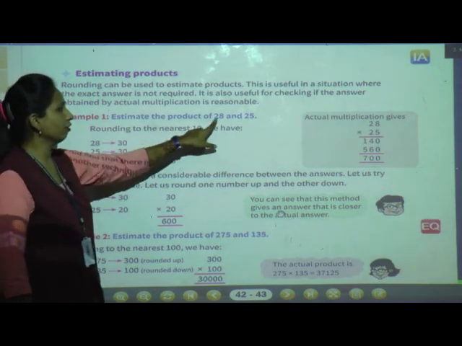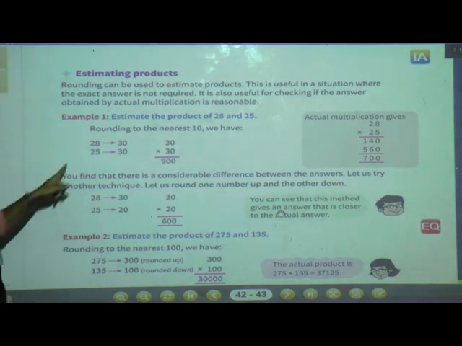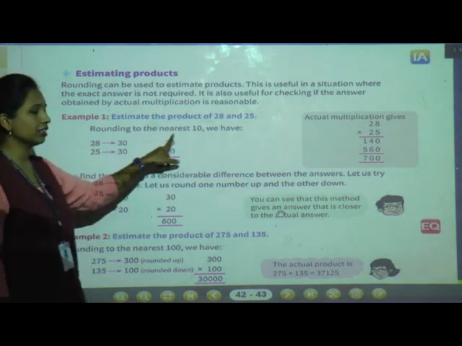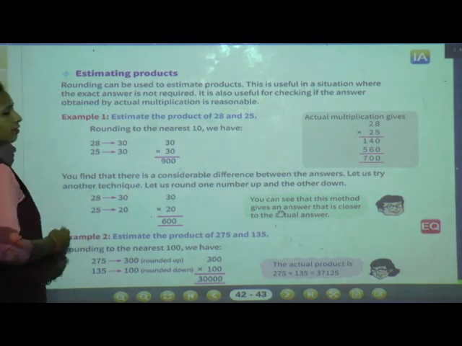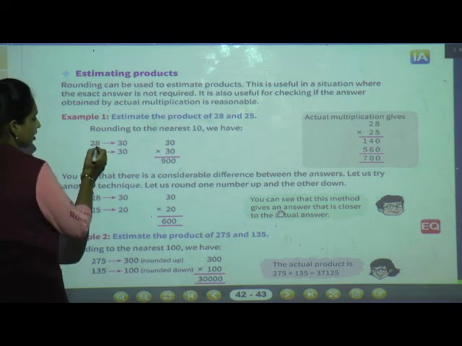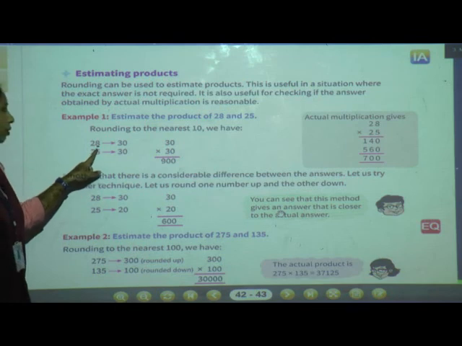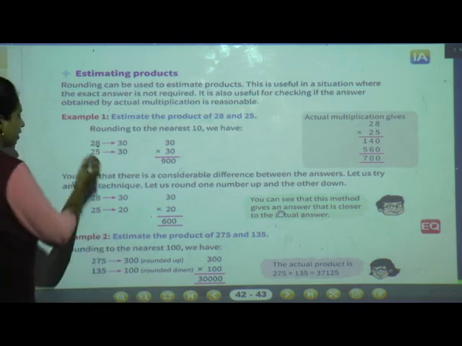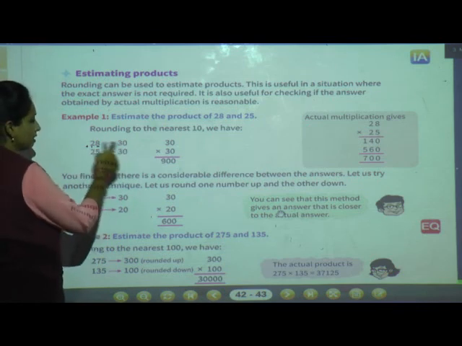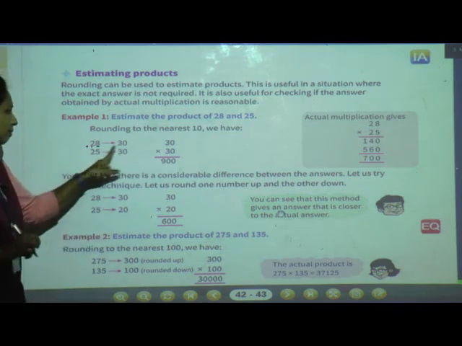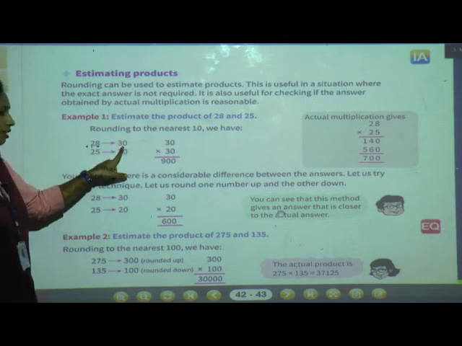Estimate the product of 28 and 25. Two numbers are given. Now what is given? Rounding to the nearest tens. So when we round 28, whenever we are rounding to the nearest tens, we will underline the ones place and see what is there. If it is 5 or more than 5, we place the 0 and add 1 to the tens place. See, it is 8. So place the 0 and add 1 to the tens place, that is 2 plus 1 is 3. So rounding to the nearest 10 is 30.